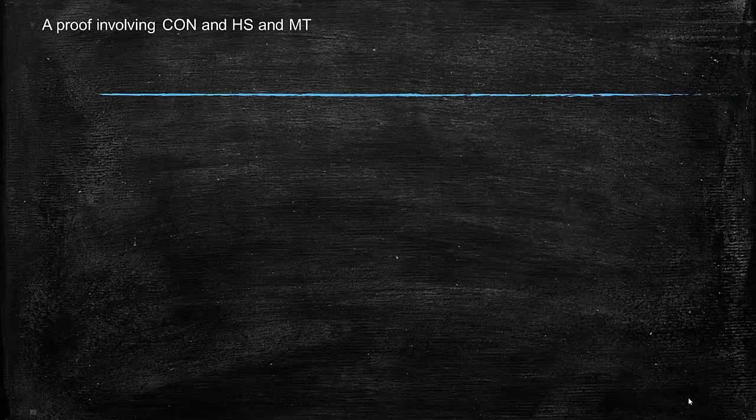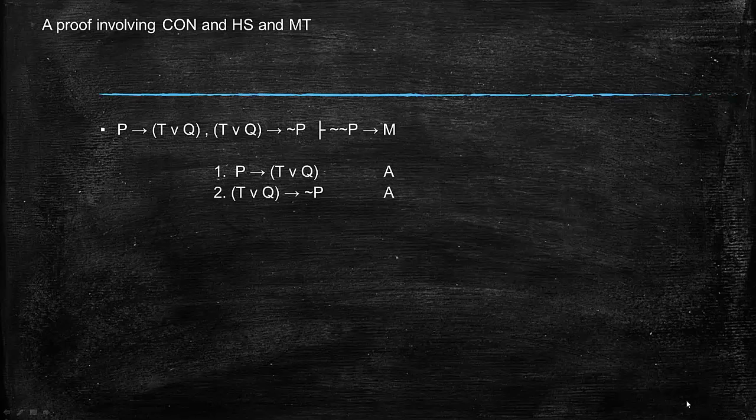So now we can do a proof that involves a few of our new rules. Fairly straightforward proof. So we have two hypotheses. If P, then T or Q. If T or Q, then not P. And we're supposed to derive if not P, then M. If you go ahead and look at this for a while, turn this off and see if you can figure out the relationships here. You've got two conditionals, and here we see the consequent of the first is identical to the antecedent of the second, and that's when hypothetical syllogism comes into play.